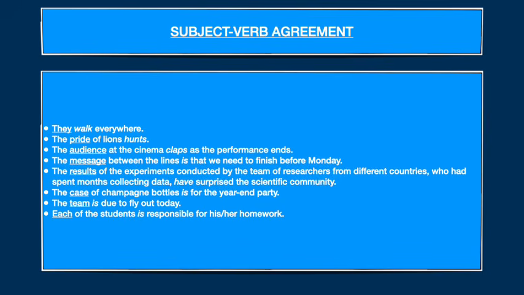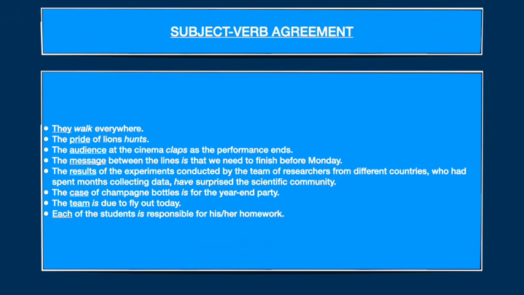Right, the next one uses a collective noun, and this is when things can fall apart if you're not aware of it. So the pride of lions hunts. Now, the pride is actually our subject, and that is singular. So even though there are many lions, we're using a collective noun, we're putting it together, and therefore it's actually going to be a singular subject, which means that our verb needs to also be singular. So it needs to end in an S, it needs to be hunts.